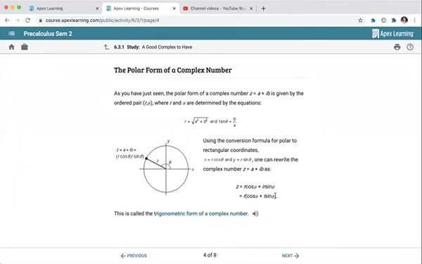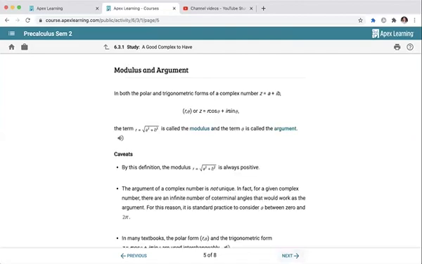Writing our complex number in this form is called the trigonometric form of a complex number. It makes sense because now we're using our trig functions of cosine and sine, but we're still dealing with real and imaginary parts. So that's what makes it the trigonometric form of our complex number.